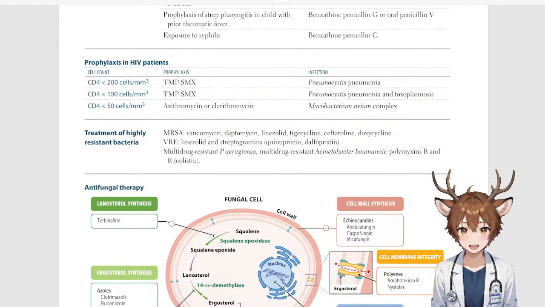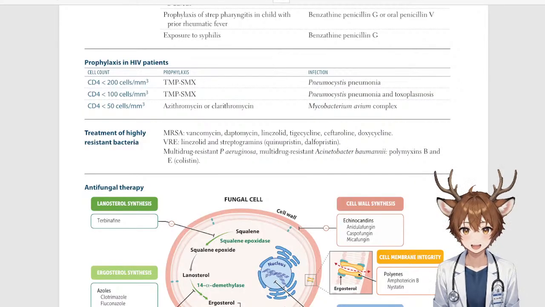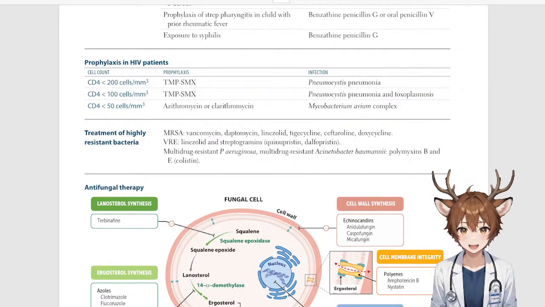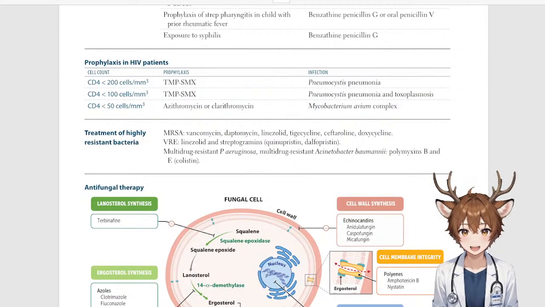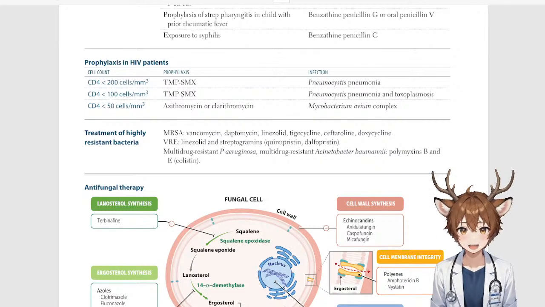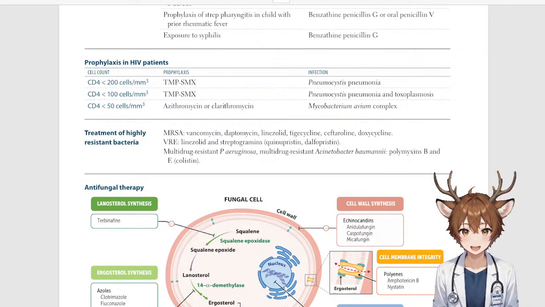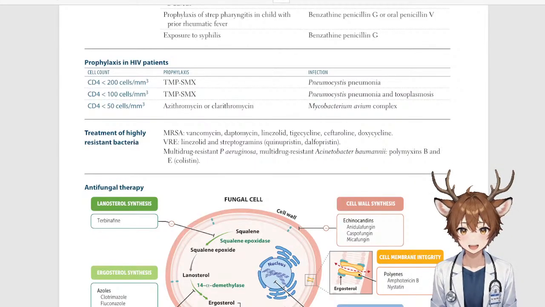What if they have a CD4 count less than 100? What do we give them? Bactrim again. Infections: Pneumocystis pneumonia and toxoplasmosis. And then CD4 count less than 50. My book doesn't have this, but I think it's relevant, and it's in your older book, so I'll read about it. What do you give them if it's less than 50? That's really bad. Azithromycin or clarithromycin. Those are macrolides.